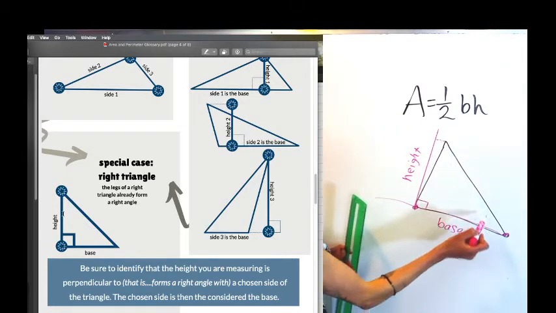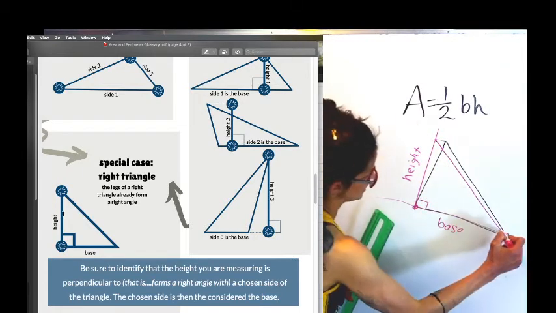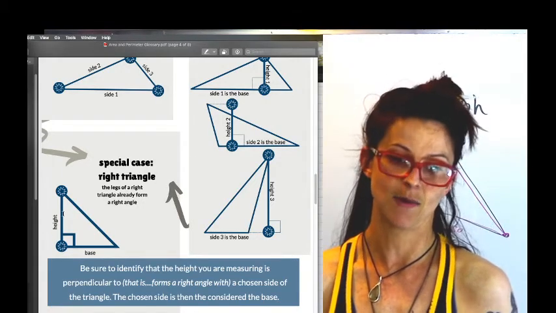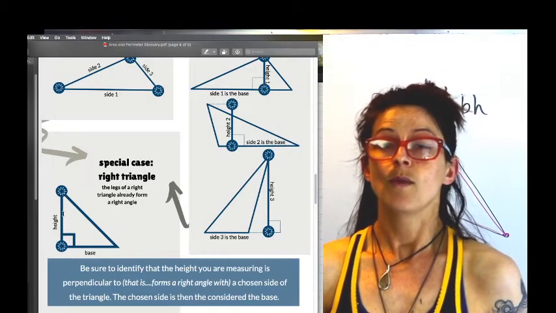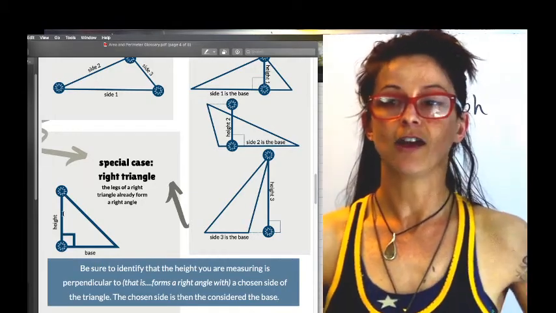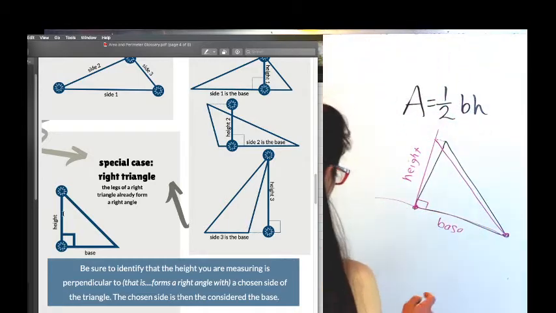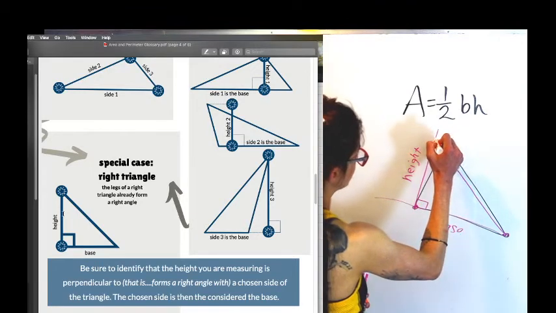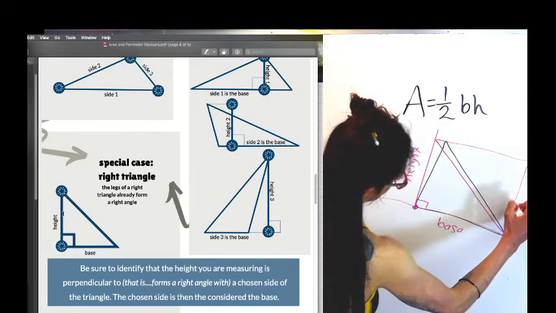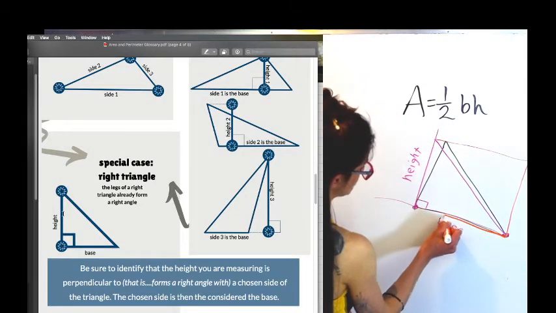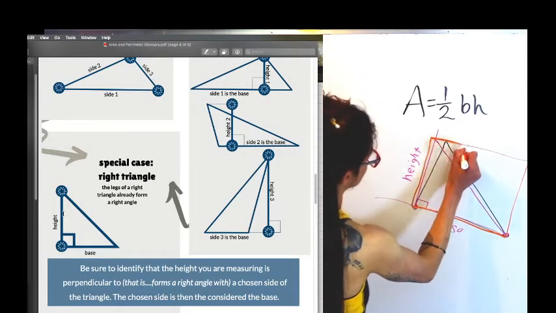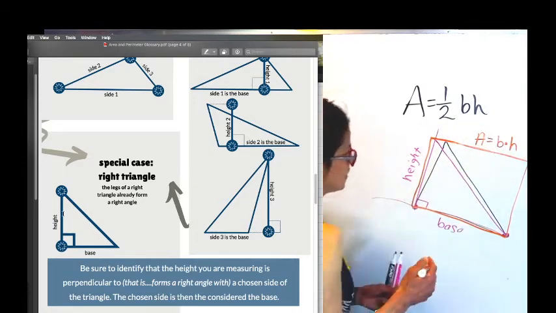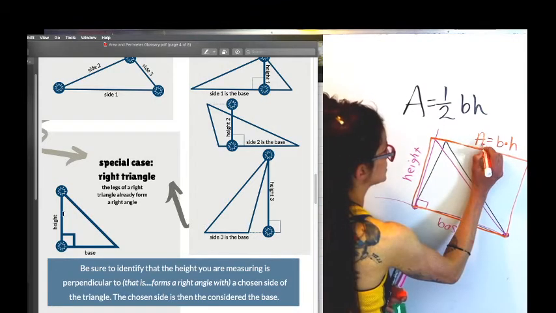Okay. So this triangle has the same area as the pink triangle. The black triangle and the pink triangle have the same area because they have the same base and the same height. When we multiply base times height, that tells us the area of a rectangle. Okay? So when I multiply base times height here, I'm really finding the area of a rectangle formed by the orange line.